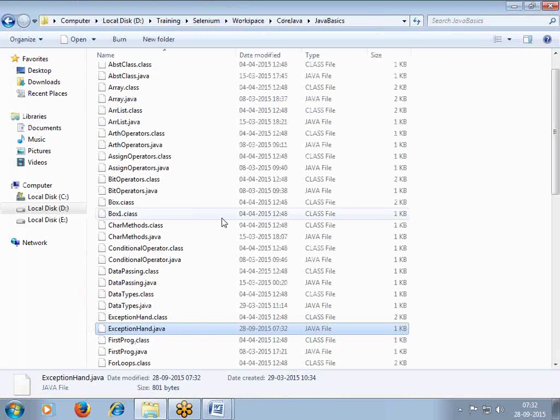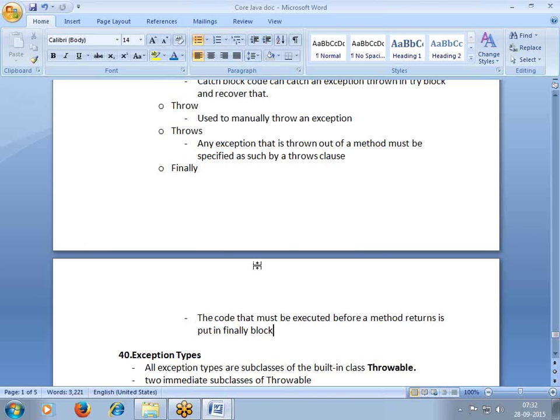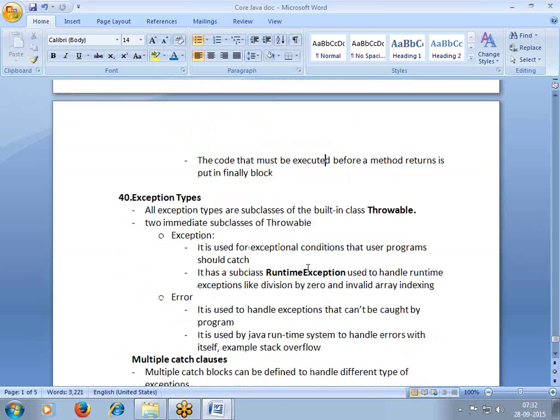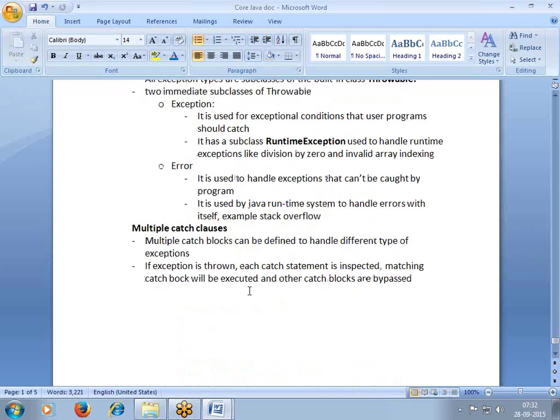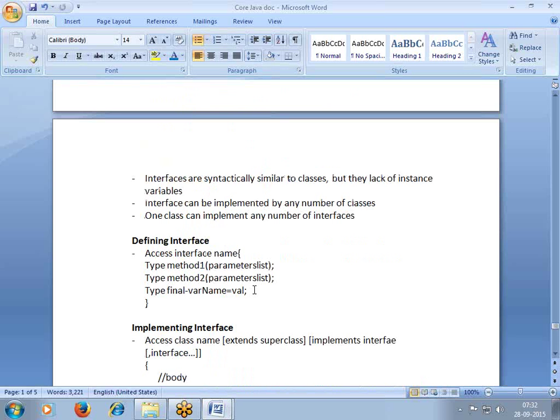That is about the throw statement. Now come to some important core Java concepts, what we should know for Selenium scripting. These are the highlighted concepts. If you know these, that is more than enough to write a Selenium script.